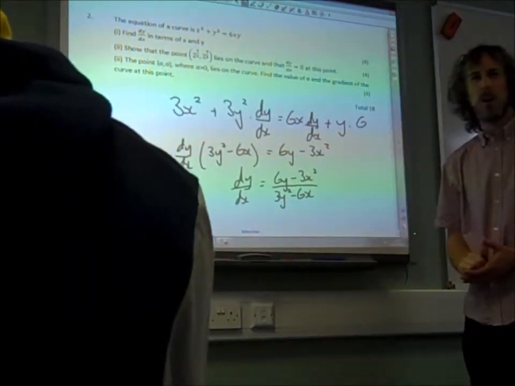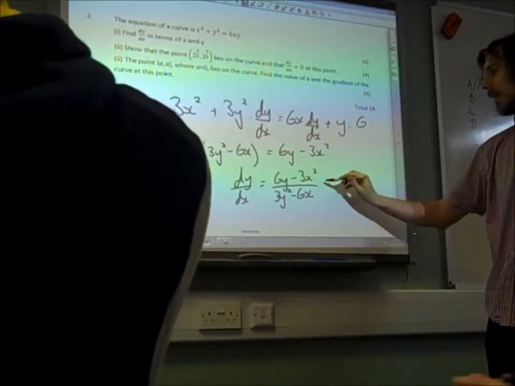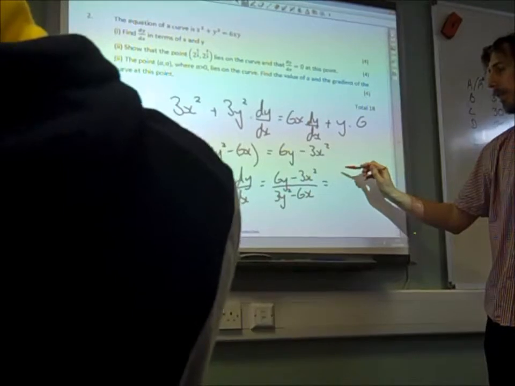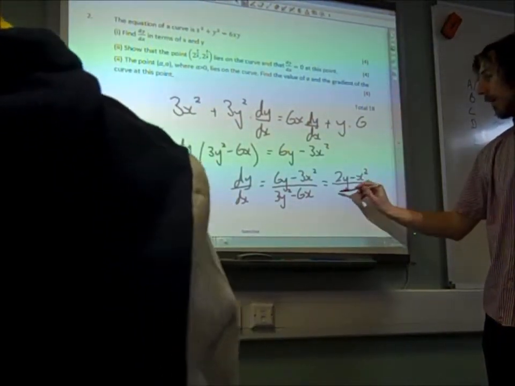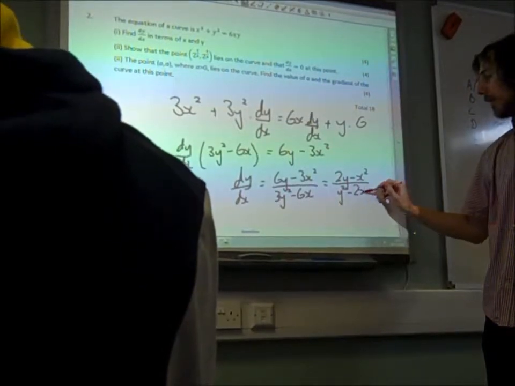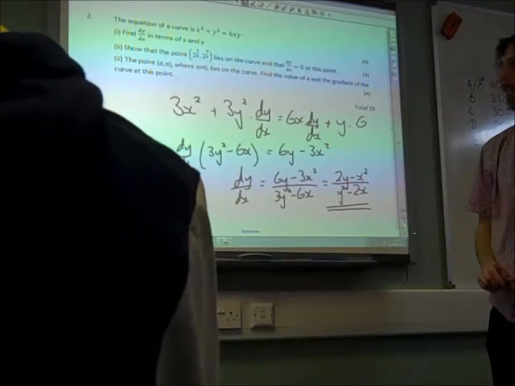Except, we've got loads of common factors in there, haven't we? 3 all the way through. So let's take out 3 as a common factor and divide top and bottom by 3 to get 2y minus x squared over y squared minus 2x. There's our answer.